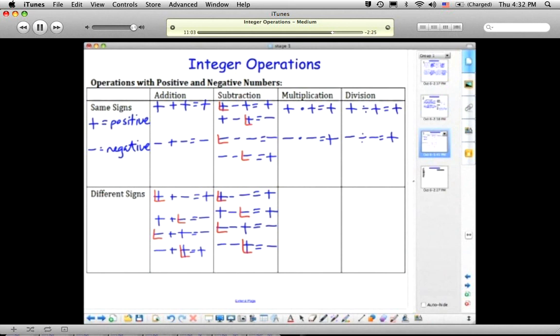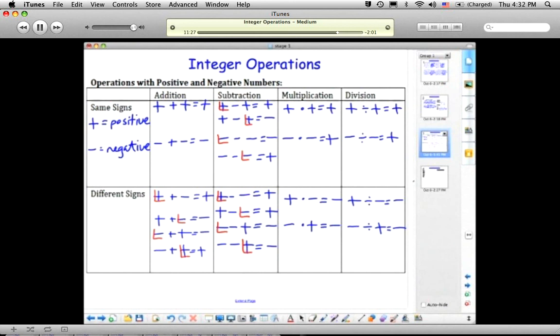So when we move on to multiplication and division, anytime we have different signs, the answer is going to be negative. So positive times a negative is negative, negative times a positive is negative. Same thing with division. Division and multiplication are kind of in a league of their own in terms of knowing if you have the same sign or if you have varying signs.